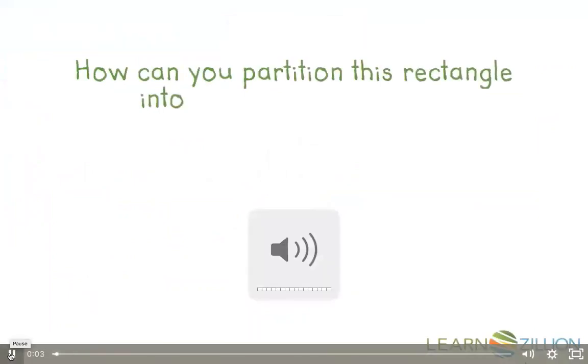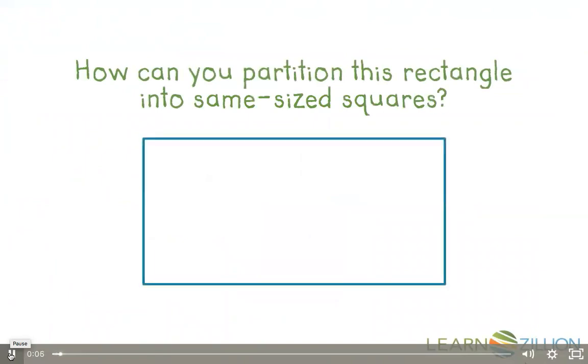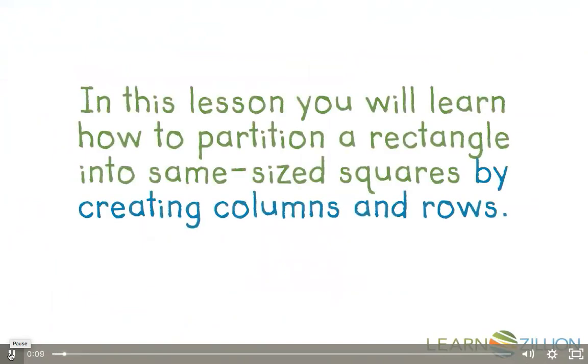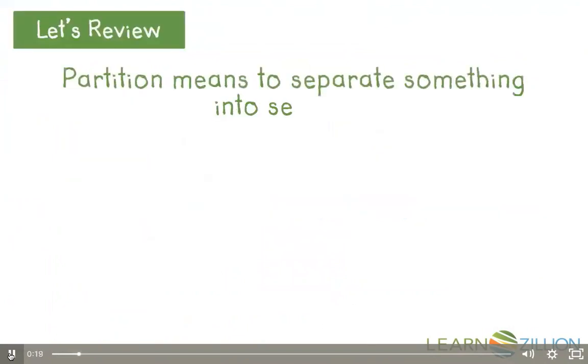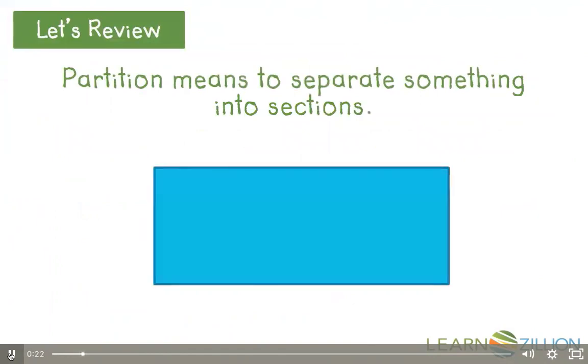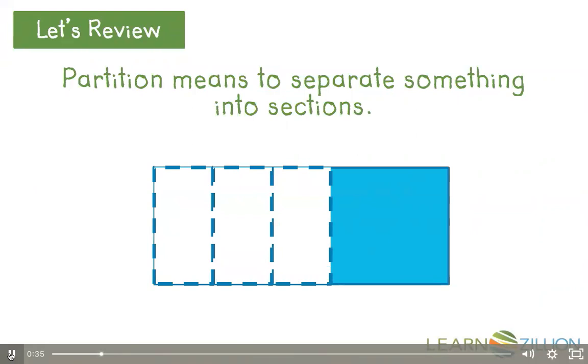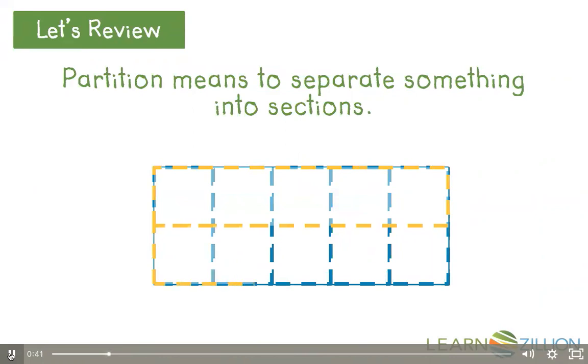How can you partition this rectangle into same-sized squares? In this lesson, you will learn how to partition a rectangle into same-sized squares by creating columns and rows. Partition means to separate something into sections. Here I have a rectangle. I can draw lines through this rectangle to partition it into sections. Today, we are going to use columns to partition a rectangle, and we're going to create rows.